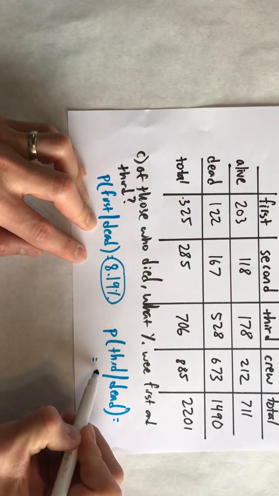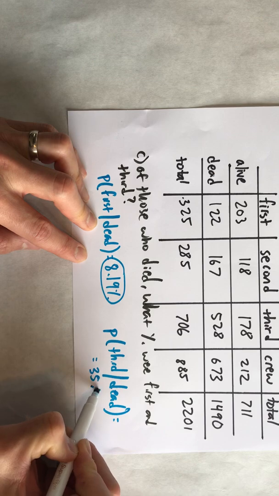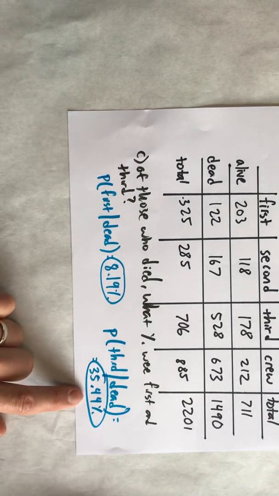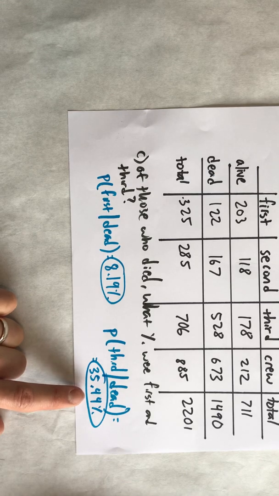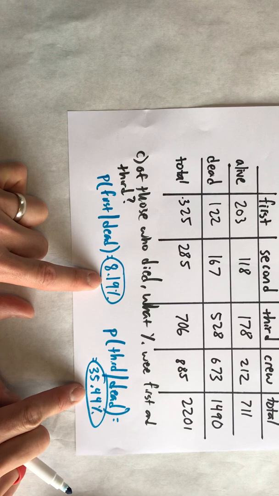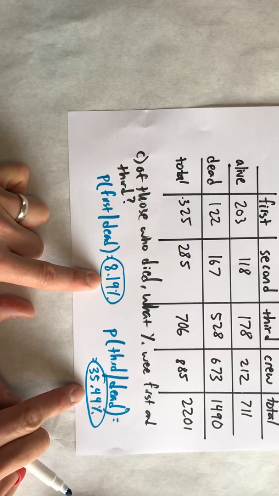Oh my gosh, we're onto something, guys. 35.44. Wow, there's a higher percentage of people who died were in third class than first class. Now that's a problem right there. I wonder what happened on the night that the Titanic sank.